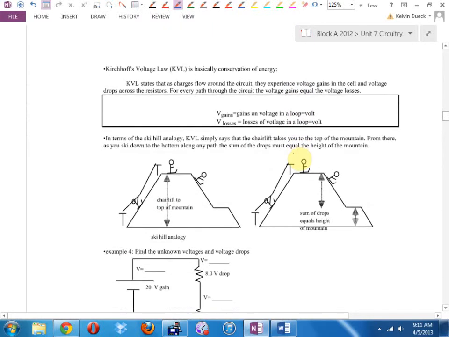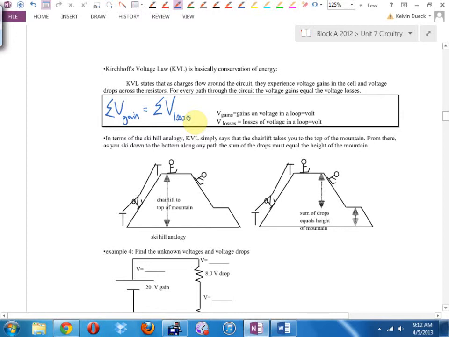That's the current law. There's also Kirchhoff's Voltage Law, KVL. And it actually comes out of a conservation of energy. It says that as charges flow around the circuit, they experience voltage gains in the cell and voltage drops across the resistors. For every path through the circuit, the voltage gains equal the voltage losses. Say what? Mathematically, we write it like this. The sum of all the voltage gains equals the sum of all the voltage losses.